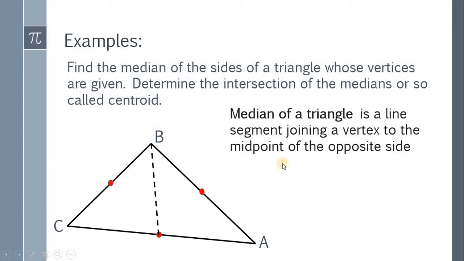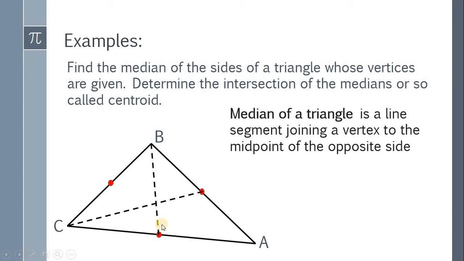Paano yun? So, i-connect natin yung vertex B dun sa midpoint ng opposite side niya, which is AC. Now, itong line na to, yung dotted line na yan, is the median. So, ang tanong, ilang median meron tayo sa isang triangle? And the answer is 3. Kasi meron tayong tatlong vertices.